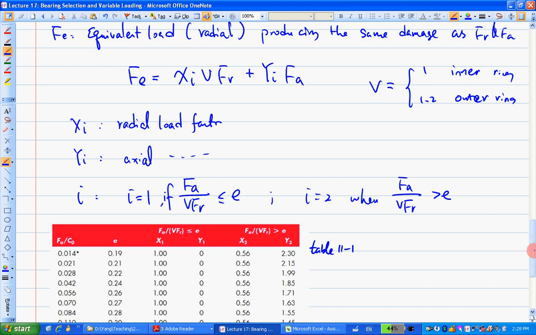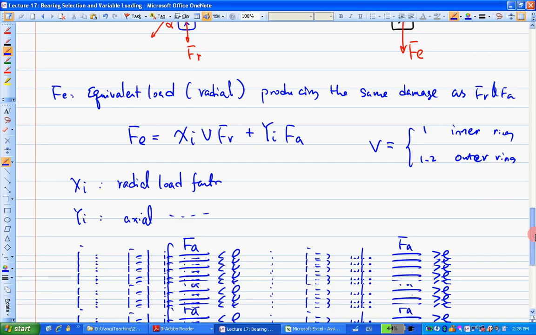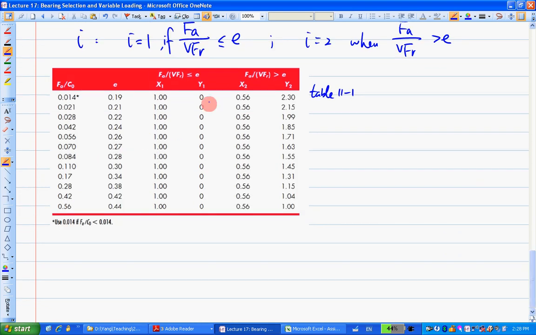So which means what? FA is the axial load, which means the FA is actually negligible. So you're only considering it as radial load. That's basically the situation under this one. But under this other one it is not. So here, you will have to take the FA into consideration for the calculation.